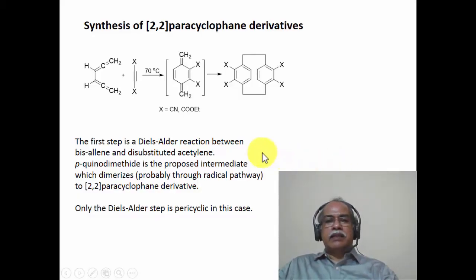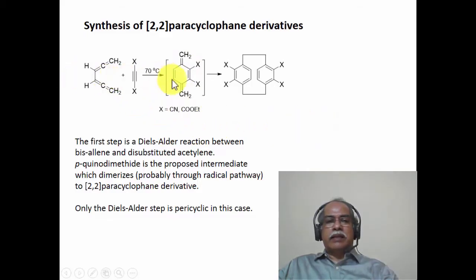This is a very elegant synthesis of a 2,2-paracyclophane derivative. Several 2,2-paracyclophane derivatives have been synthesized using this strategy. The starting material is essentially a bisallene. This hexatetraene is the starting material, and it behaves like a diene, a Diels Alder diene, and reacts with acetylene to produce the paraquinodimethane derivative.